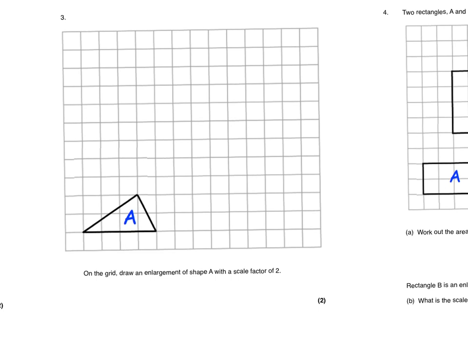Enlarge this shape with a scale factor of 2. I can see the base is 4, so I'm going to make it 8. 1, 2, 3, 4, 5, 6, 7, 8. I go up 1, across 2. From here, I go up 2 and across 1, so I'm going to double that: up 4 and across 2, so it's going to end up there. And then it's going to turn them up.